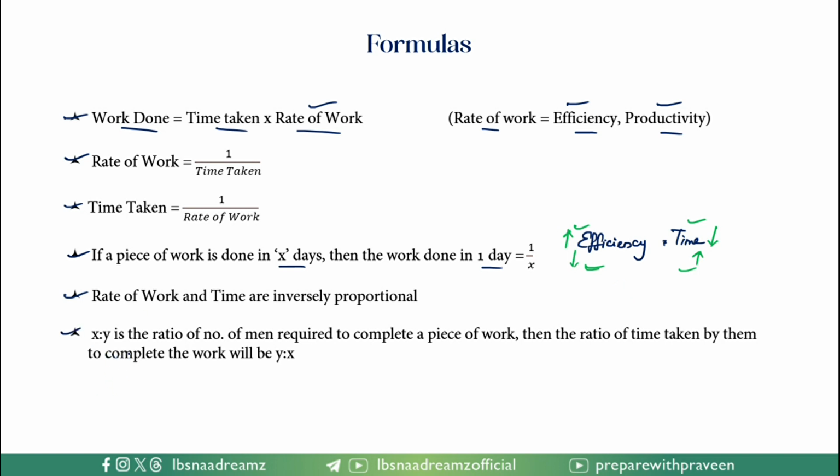If X is to Y is the ratio of the number of men required to complete a piece of work, then the ratio of time taken by them to complete the work will be Y is to X. So remember this formula. We will use them while solving the examples and the previous year questions. Now let us see some examples.